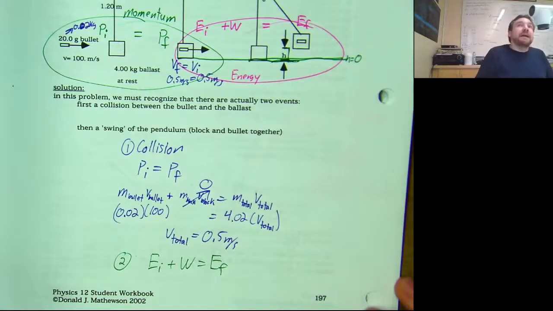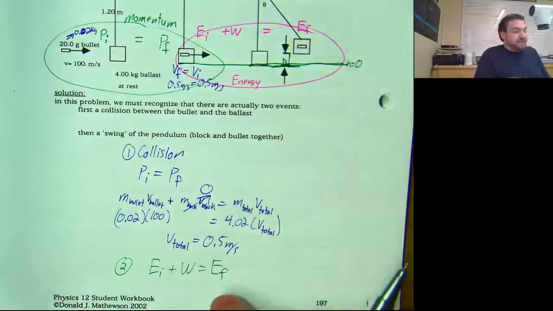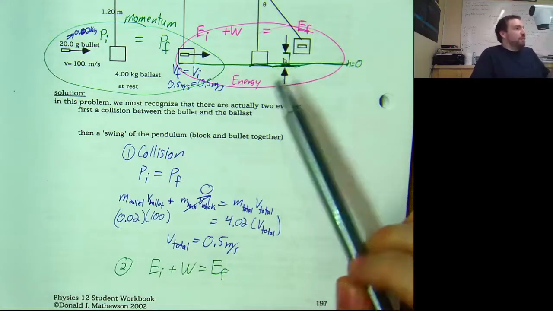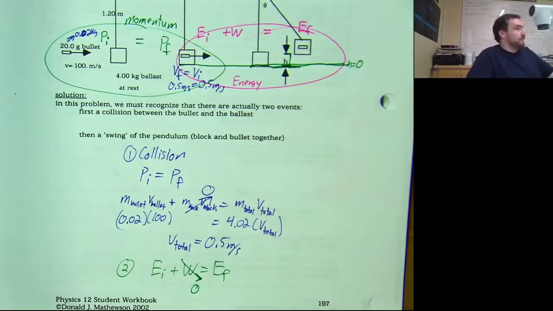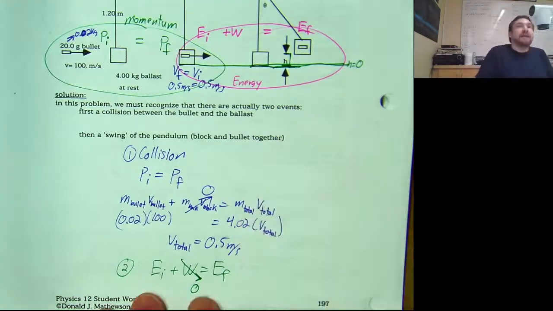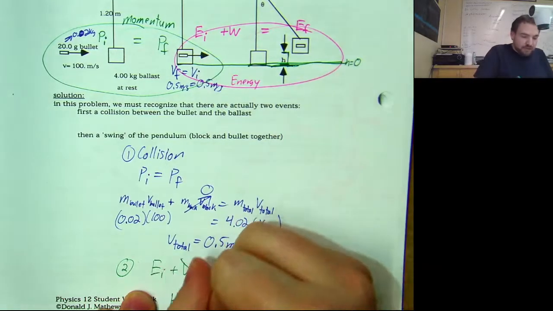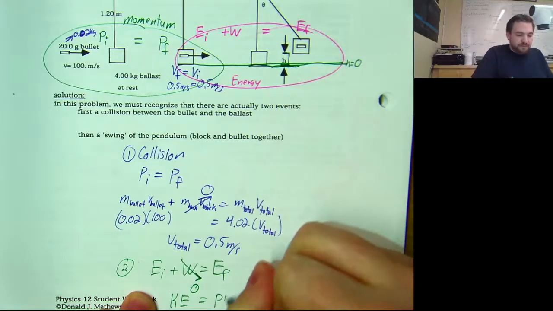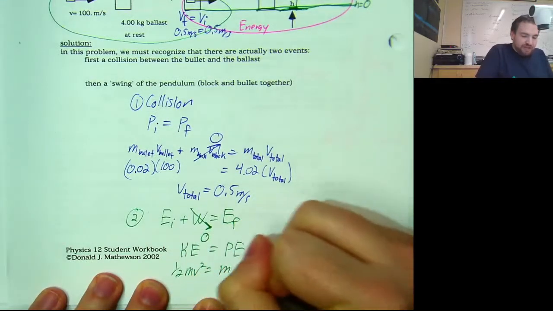Is there any work being done on the pendulum? We're ignoring the collision, we're looking at the pendulum. Does the question make any reference to air resistance? No. Is there any other friction for the swinging pendulum? No. So because there's no mention of that, work is 0. It's an isolated system. So what kind of energy does this have initially? Purely kinetic. What kind of energy does it have at the end? Just potential. So half mv squared equals mgh.